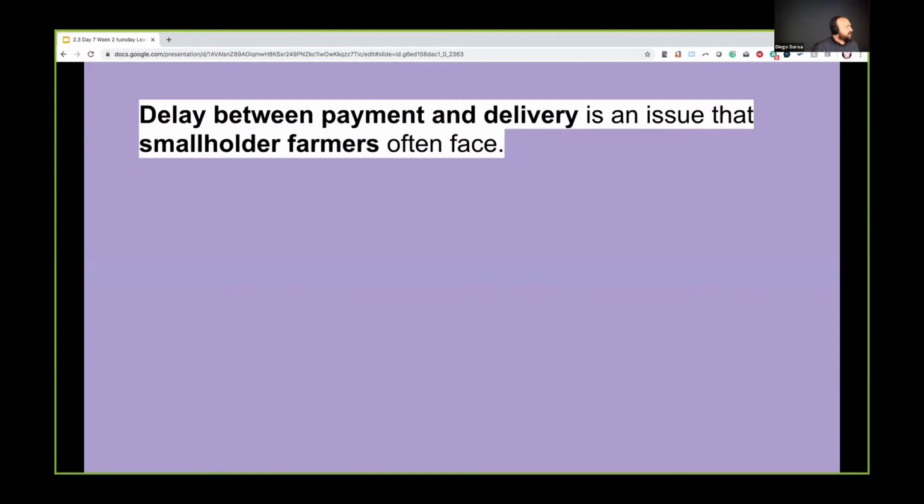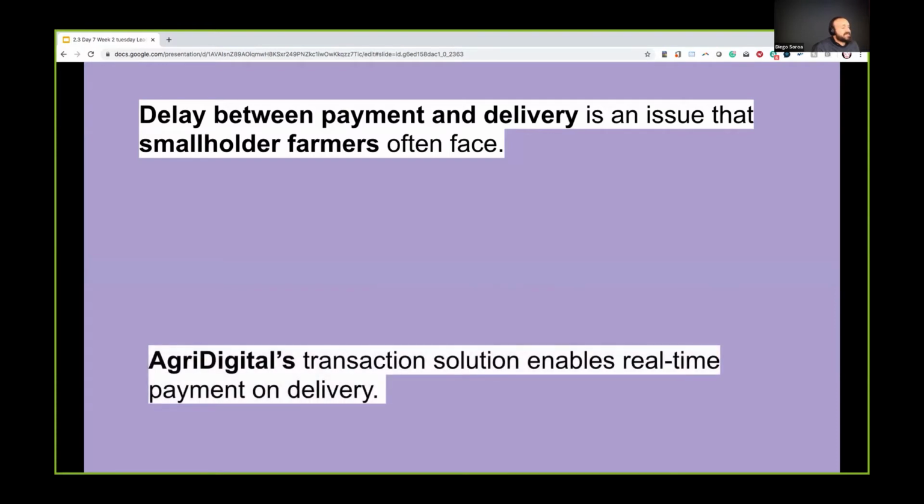Okay, so another asymmetry in the banking industry: delay between payment and delivery. It's an issue for everyone, and especially for smallholders, farmers, who often face it, and it prevents them from making a good provision of funds. So AgriDigital proposed a transaction solution that enables real-time payment on delivery. See, this is a wrong that is being righted by a startup that will be disruptive to some of the activities of the banks.